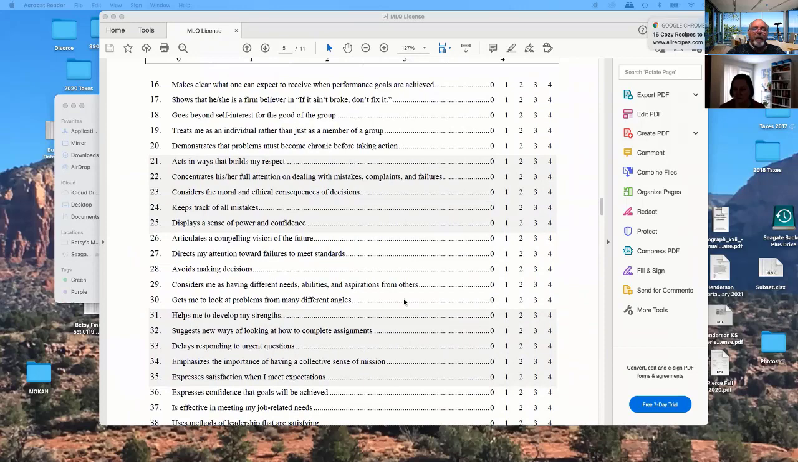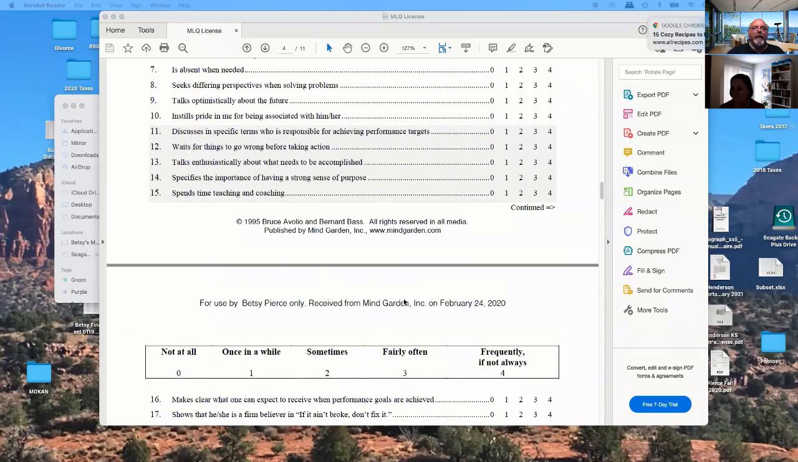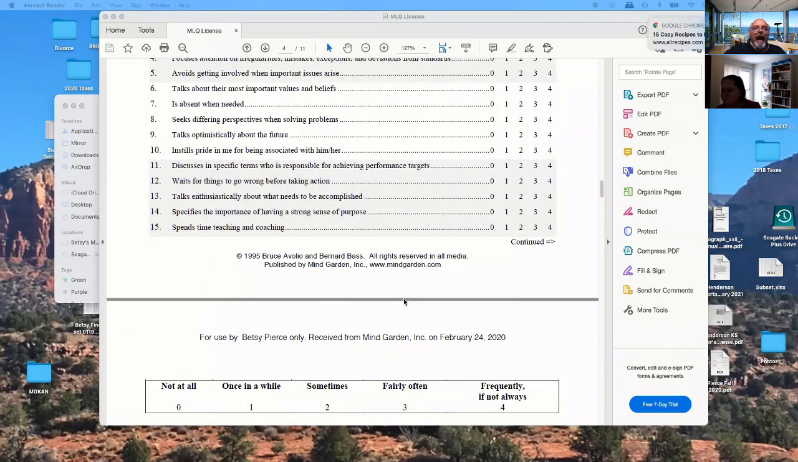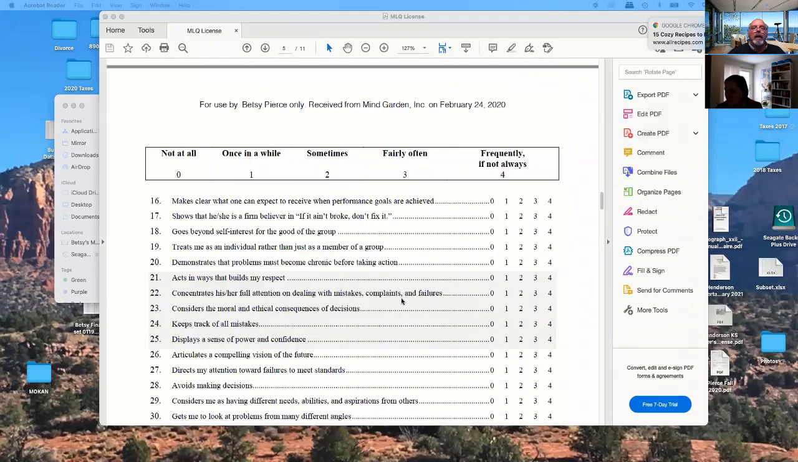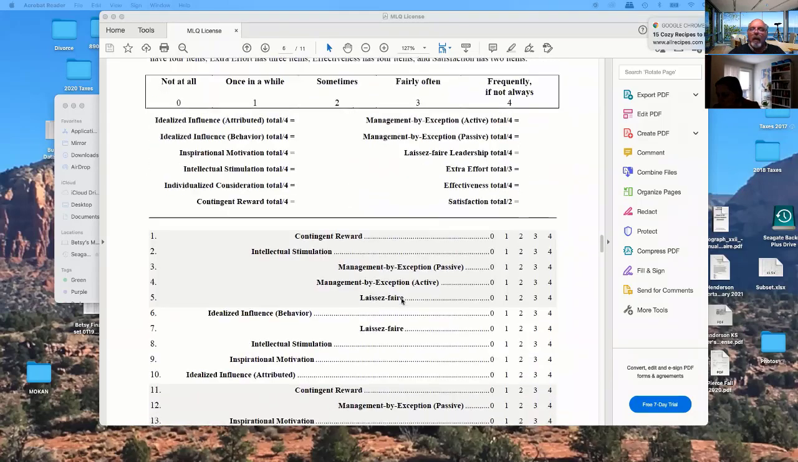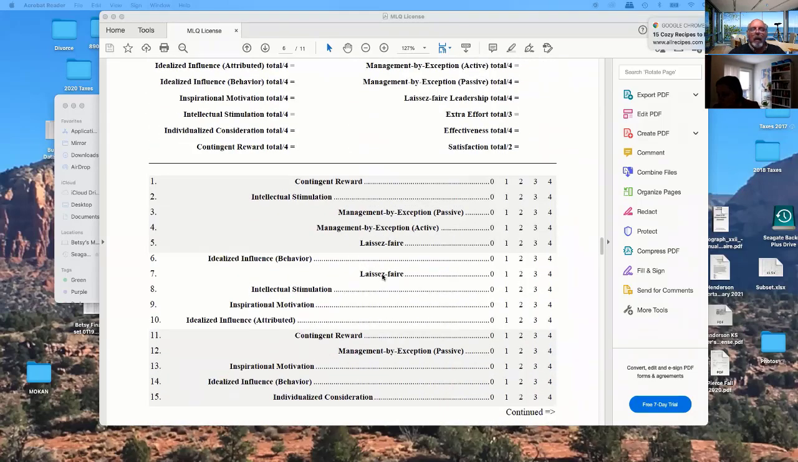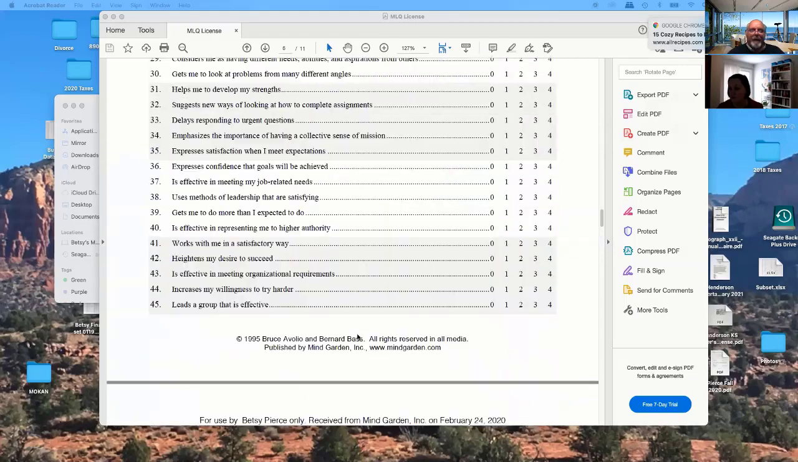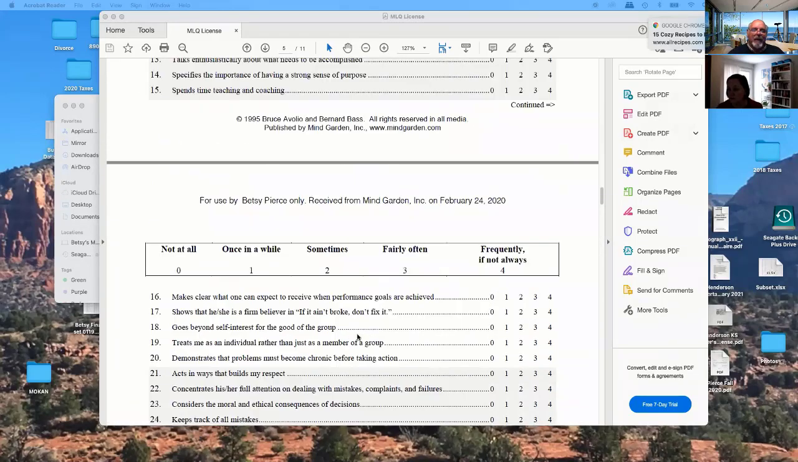Okay, go back up, because I saw one that was negative. Where? Which one? Is absent when needed. Okay, that question is for laissez-faire, because this shows which questions are going to which subscale. That's what I was writing down, the numbers. So one is contingent reward. Four was management by exception active. Eleven is contingent reward. I see what you're doing right there.